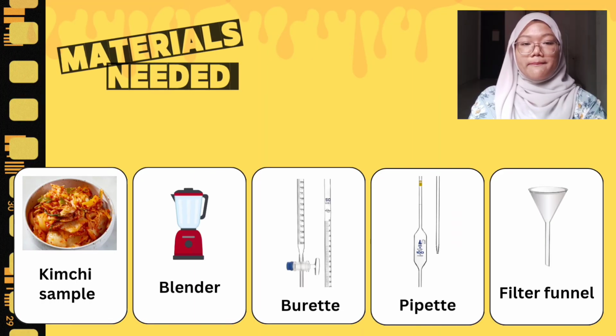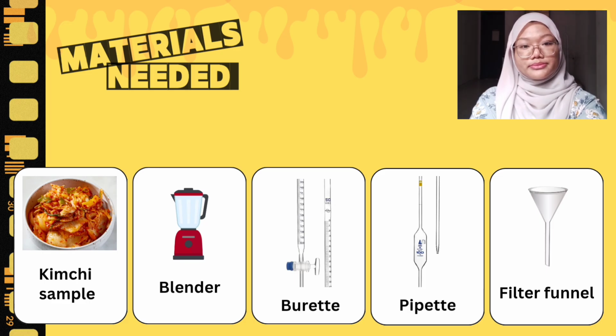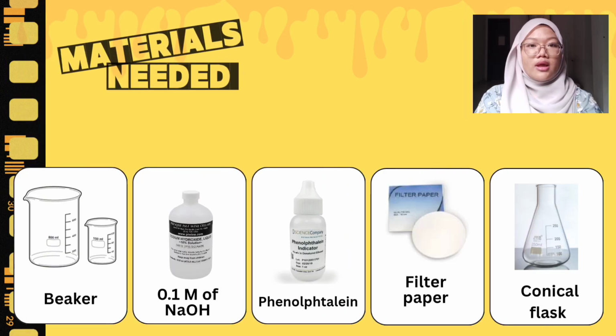First, we have the kimchi sample as our main ingredient. The second one is blender to blend well the kimchi because we only want the kimchi juice extract. Next, we have burette that is used to fill the sodium hydroxide as titrant. The fourth one is pipette, and lastly, we use the filter funnel to separate the solid, which is the kimchi sample. Alright, next we have the beaker, sodium hydroxide as our titrant, phenolphthalein as our indicator in this experiment, filter paper, and conical flask.